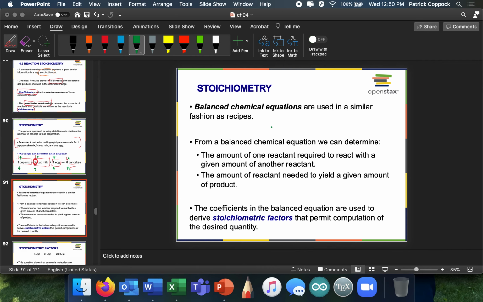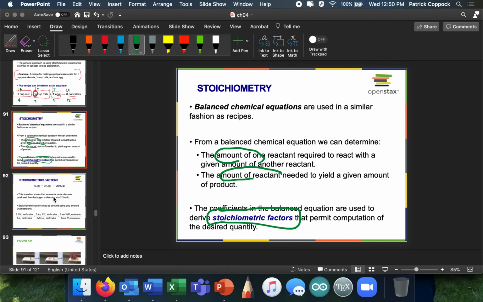From a balanced chemical equation, we can determine, number 1, the amount of one reactant required to react with another, and number 2, the amount of reactant needed to yield a given amount of product. The coefficients in the balanced equation are used to derive stoichiometric factors that permit computation, and by factors, we're going to say ratios. That's what we're looking for. So let's practice this a little bit.